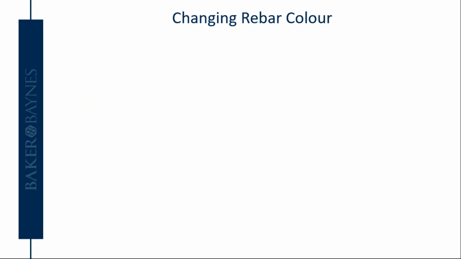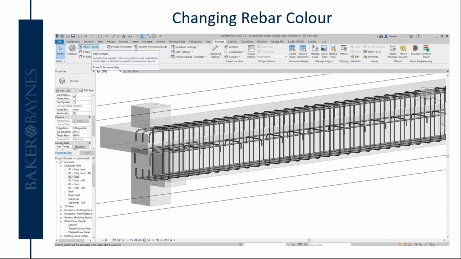Okay, and then now we get to the changing rebar color bit. I'm sure that you must have seen nice fancy colors of rebar. There's a few different ways to do it. So let's look at one of them, which is using object styles. Object styles allows you to create categories and then assign colors to various categories.